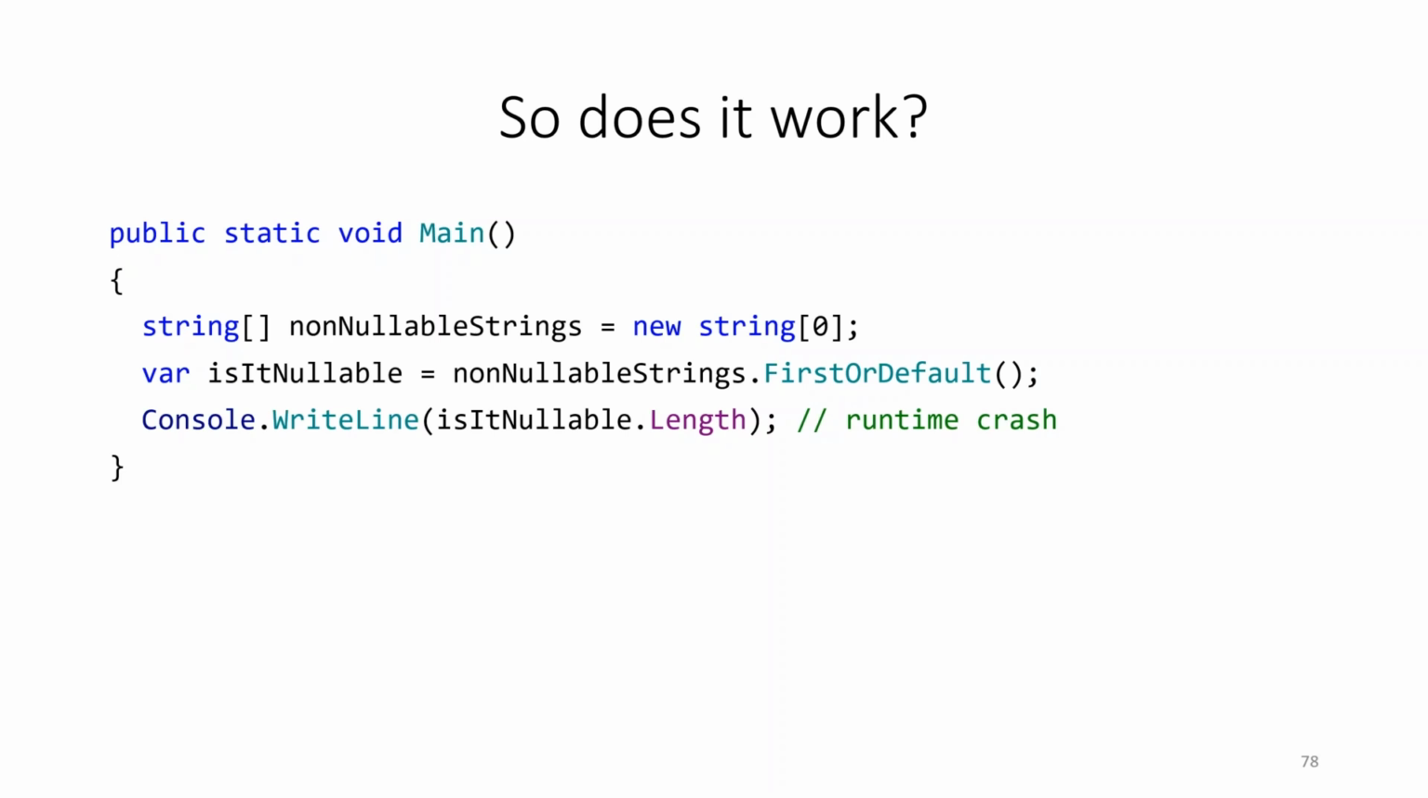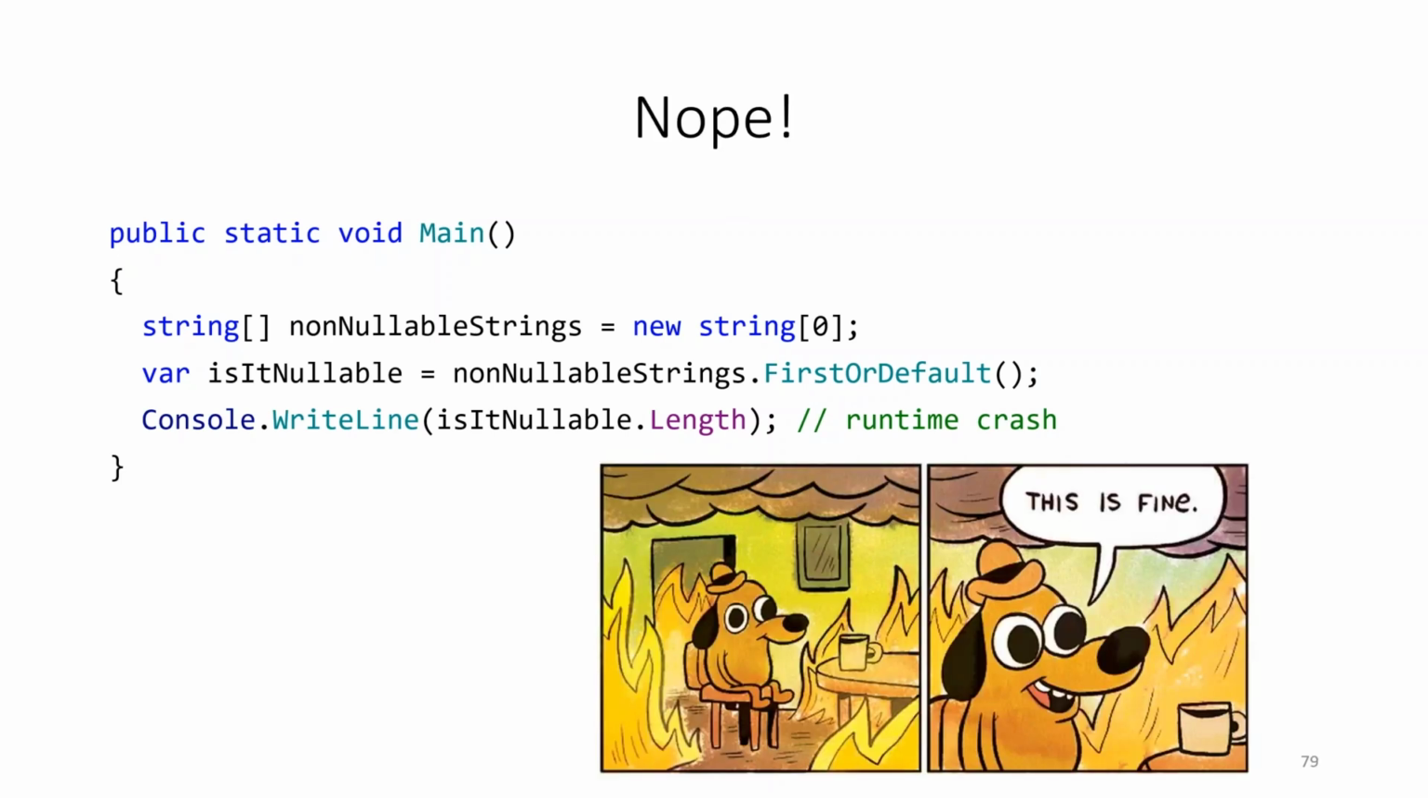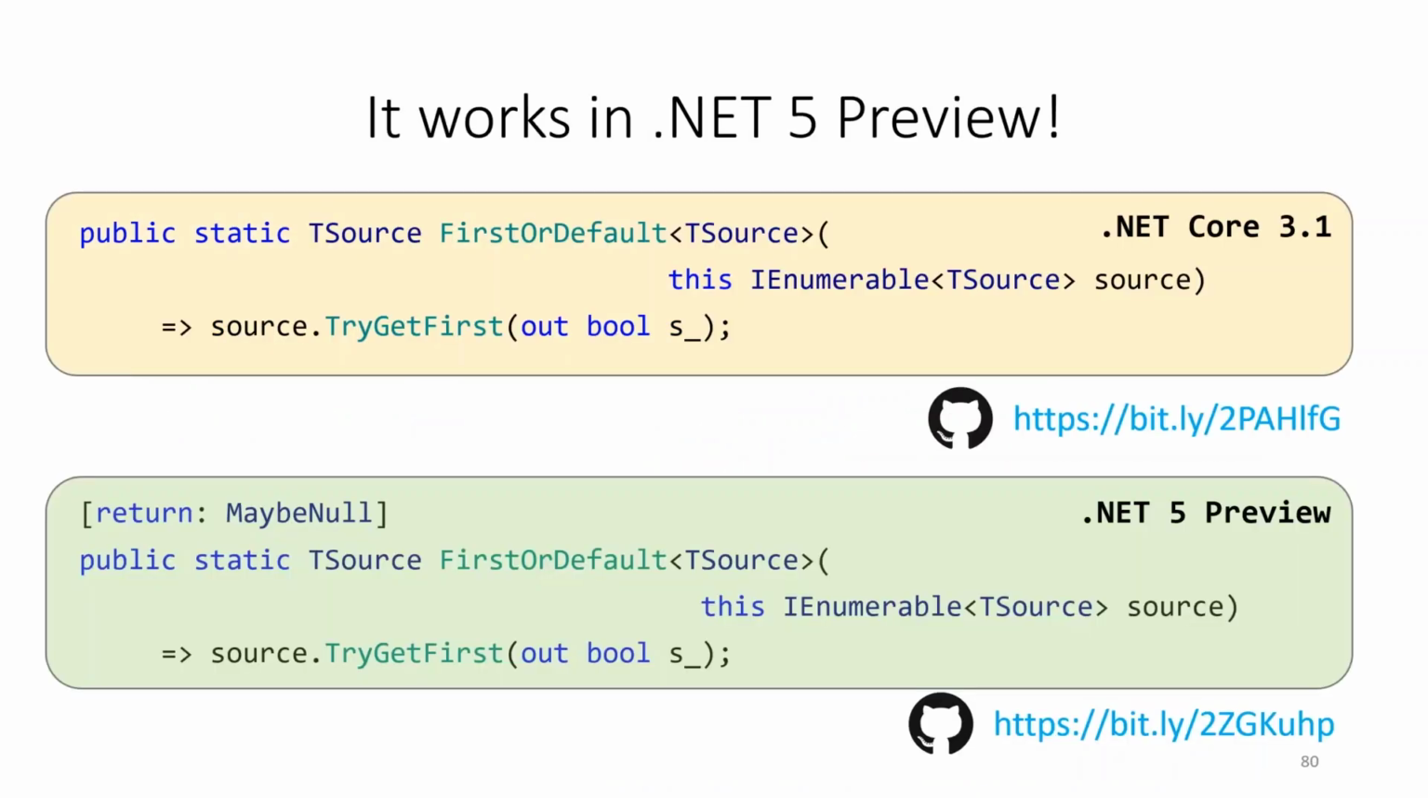I've created an empty string array with non-nullable strings, called FirstOrDefault on it, and dereferenced the result, and I got a runtime crash without any warnings from the compiler. And it's mostly fine because we are developing the language very fast right now, and sometimes we break things along the way. The warning will actually be there in .NET 5, which is currently in preview, and we can check what changed between the current version and the preview one, and we'll check this signature. And there is a single bit in .NET 5 preview that isn't there in the current .NET Core 3.1, which tells that the return value may be null by using an attribute.